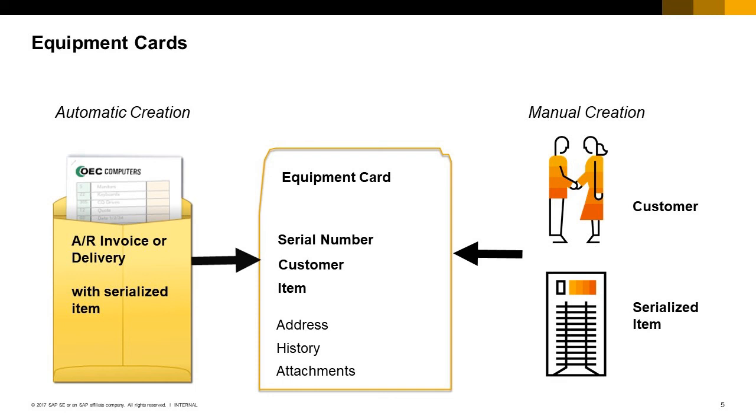An AR invoice or delivery can trigger the creation of an equipment card for a serialized item once appropriate settings have been made on the item master. We discuss these settings later in this course topic. Or you can create an equipment card manually. This is useful if you provide services for items you do not sell yourself. From inside an equipment card you can view related service calls or even create a new service call.